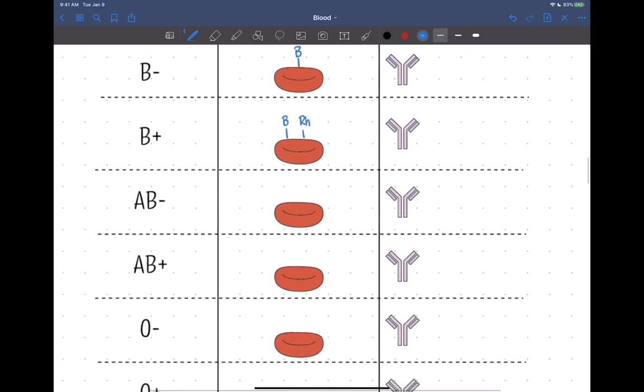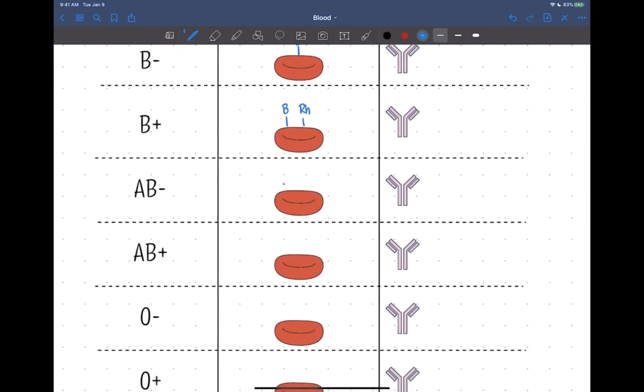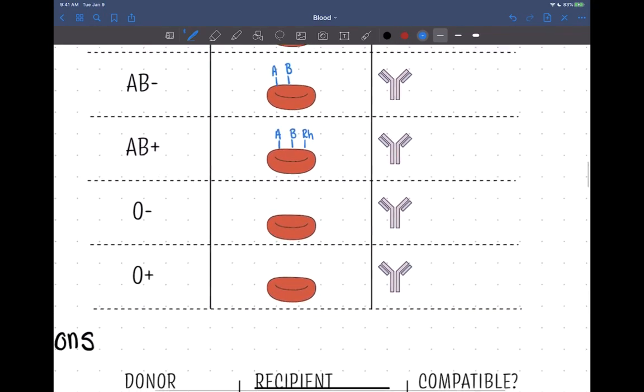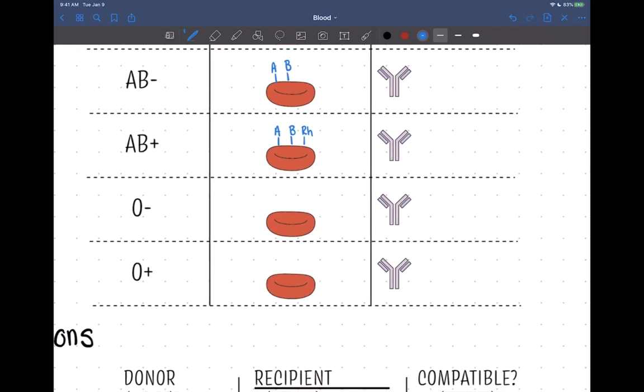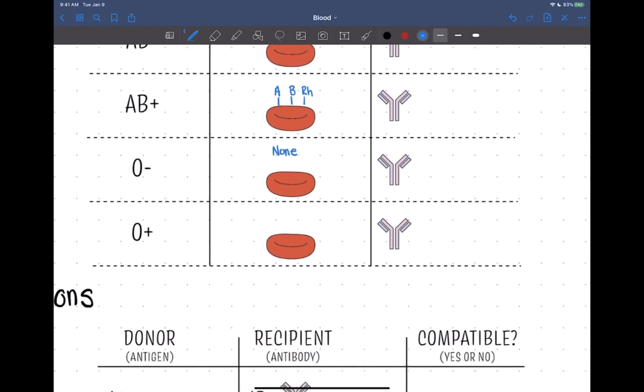Hopefully you're getting the hang of this. This part is pretty straightforward. Then A, B, negative, so there's no RH. And this one is A, B positive, so there is an RH. Then last is our type O's. O means there's not an A or a B, and it's negative, so they don't have an RH either. So this would be none. There would be no antigens at all on the surface of these red blood cells. And then for this one, we wouldn't have A or B, but it's positive, so there would be an RH antigen just by itself.